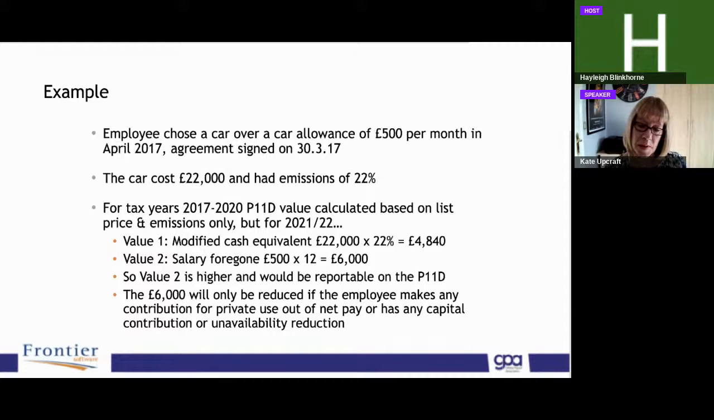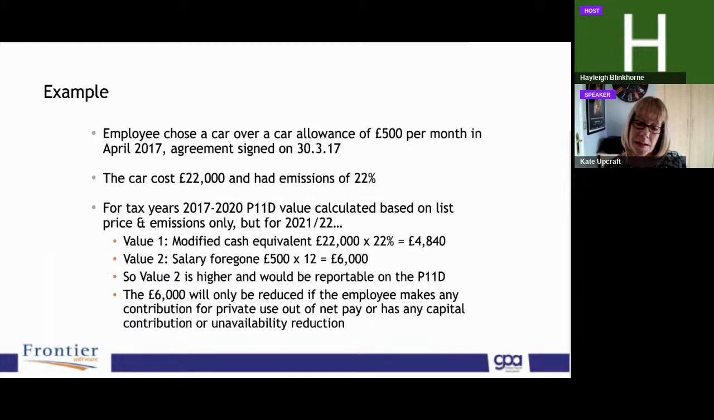But this year, for 21-22, things are different, and we have to find the starting point that's the higher of either what has been done for the last few years or the money that's been given up because they didn't take the car allowance. And you can see in that example that the money, 12 lots of £500 a month, would have been £6,000 that the employee would have received. So that becomes the starting point for the P11D, and it then only gets reduced if there's any allowable reductions, as you would have for company cars generally, such as putting down a lump sum or not having the car all year or paying something towards it out of net pay.